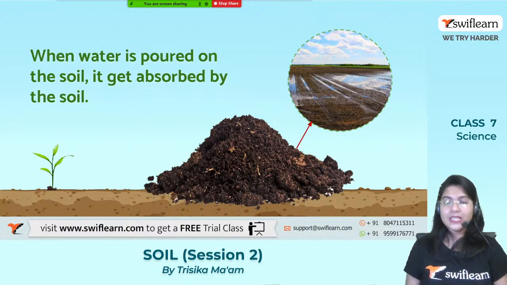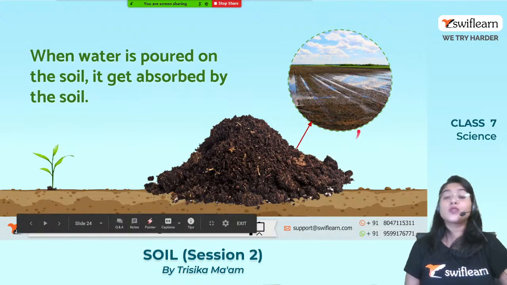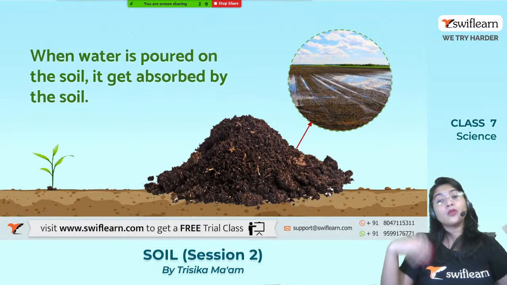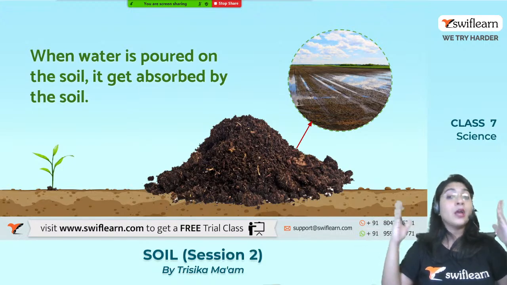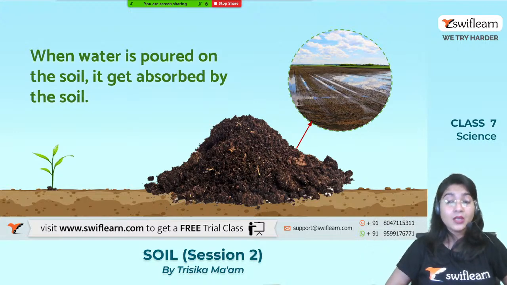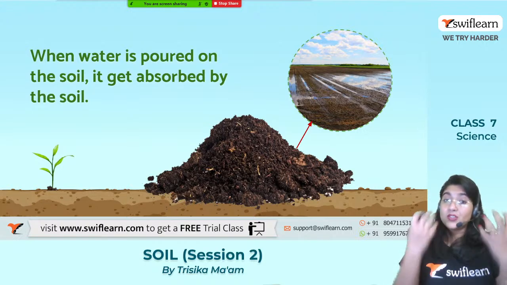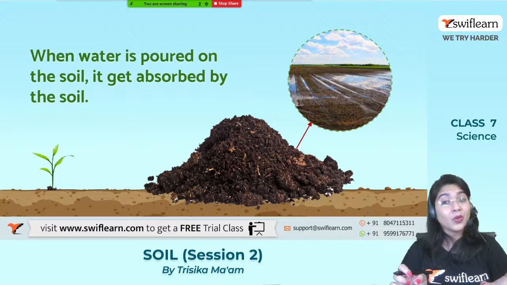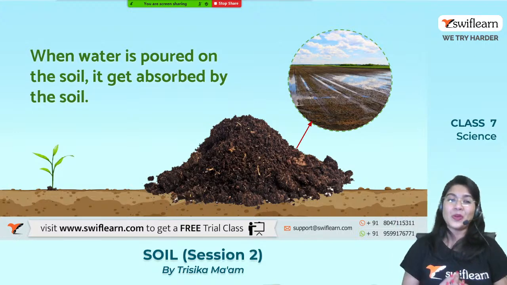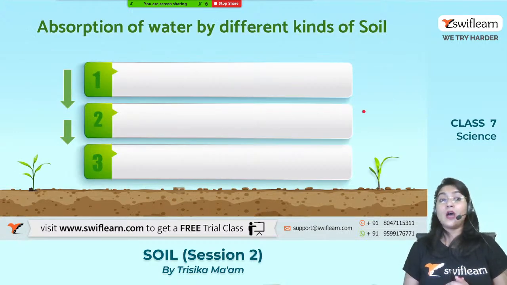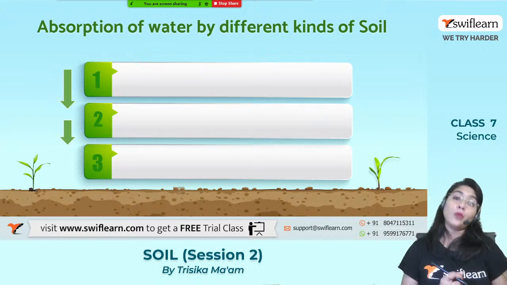Fine. Have you seen this type of picture in the agricultural field, where just before the growth of the crops the water is given, and also after the growth a proper irrigation system is there to supply the water to the agricultural field? Why is it done so? Because the soil will absorb the water, and within the soil the roots of the plants will absorb the water from the soil and they will be able to grow properly. Right?